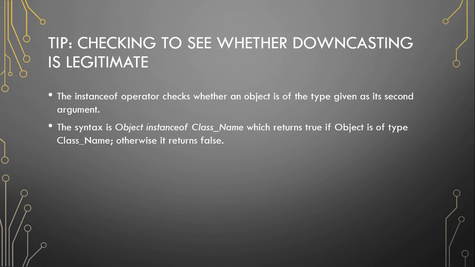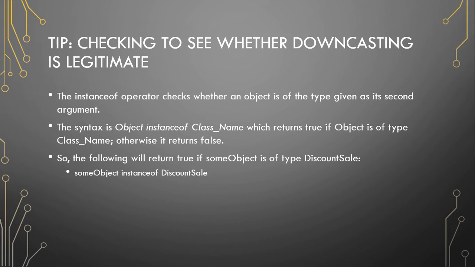The instanceof operator checks whether an object is the type given as its second argument. The syntax object instanceof ClassName returns true if the object is of type ClassName. Otherwise, it's going to return false. So, for example, let's look at the following, which will return true if someObject is of type DiscountSale. So, someObject instanceof DiscountSale. What you're saying is you have an object, it could be called sale300, for example. You're going to say sale300 instanceof DiscountSale. It's going to check to see whether sale300 is an instance of DiscountSale. If it is, for example, only a member of Sale, obviously it's not a member of DiscountSale.